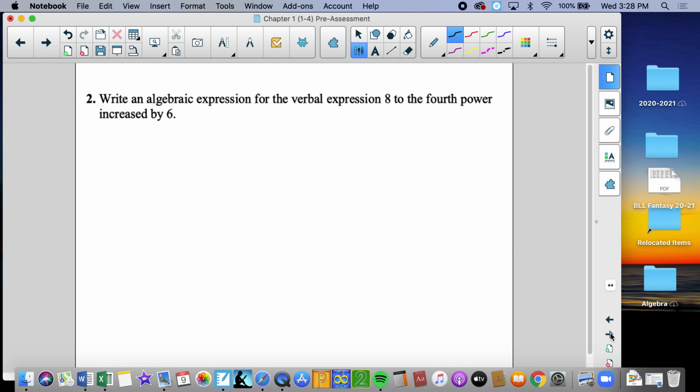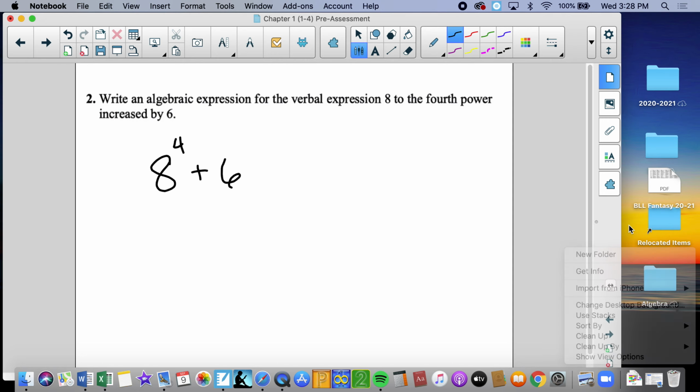Next question, write an algebraic expression for the verbal expression 8 to the 4th power increased by 6. 8 to the 4th power, that needs to be what we call superscript, so make sure it's above there, increased by 6. So increase means plus and 6.